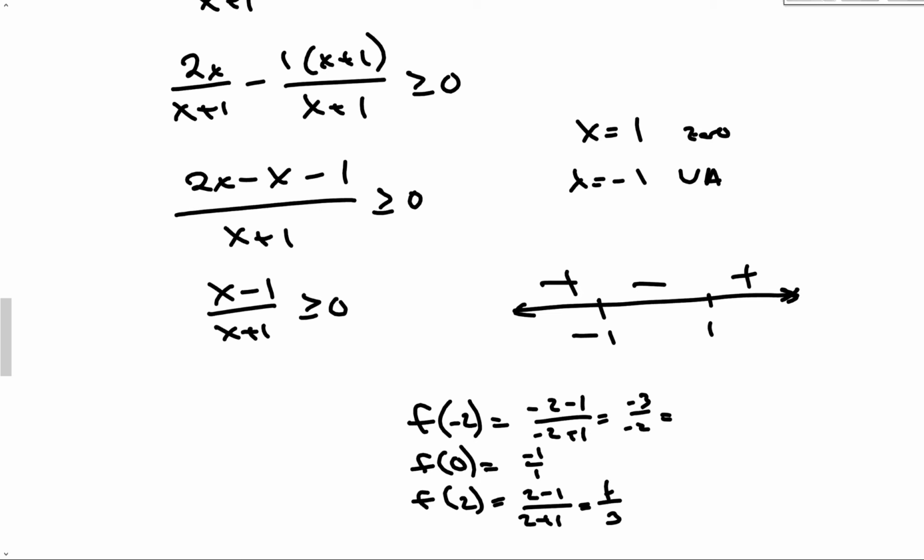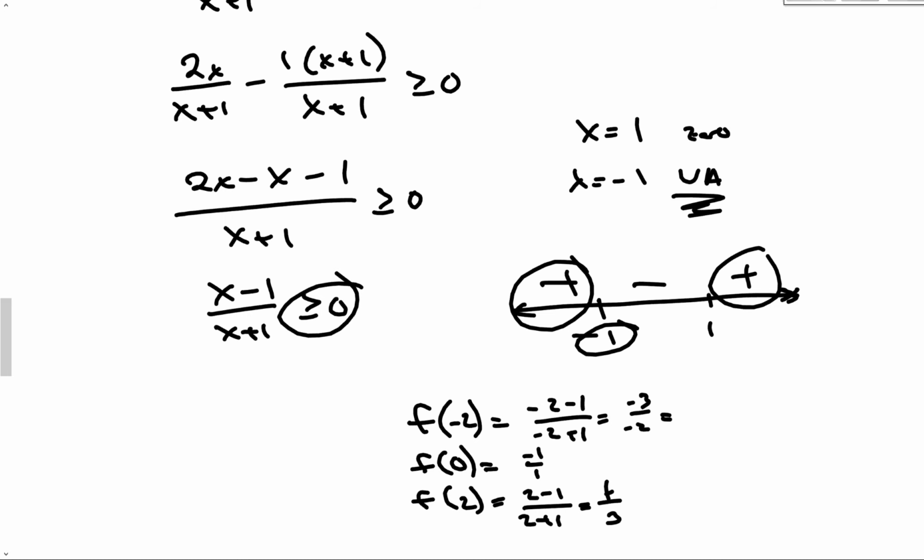So to figure out where this graph is positive, my answer is there and there. But remember that this one is a vertical asymptote. So that means the function cannot actually be equal to negative 1. So my answer is negative infinity to negative 1 with a parenthesis, union with a bracket 1 to positive infinity.